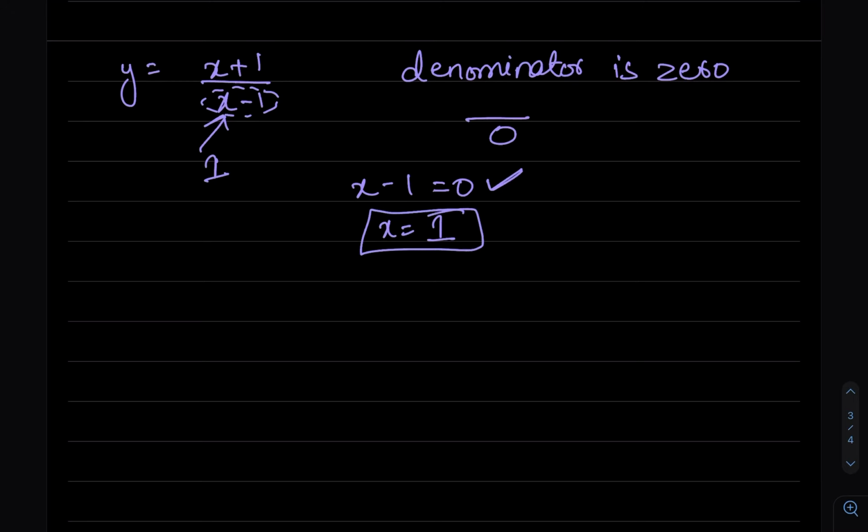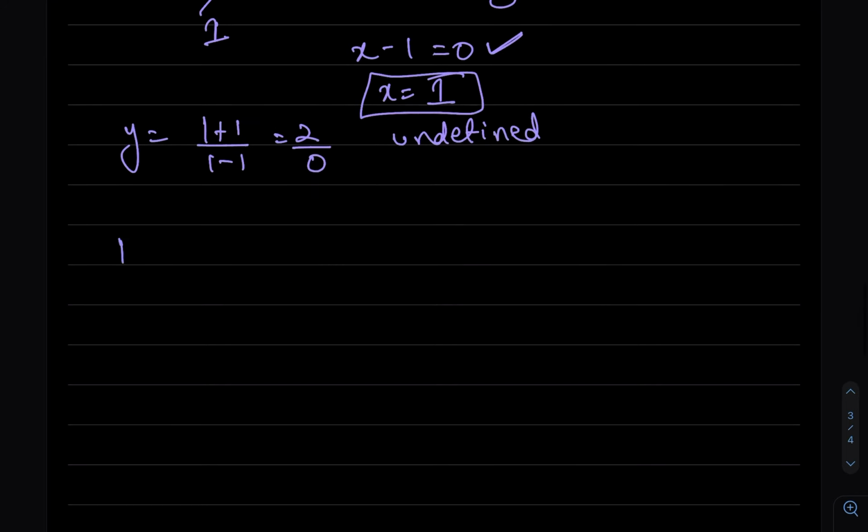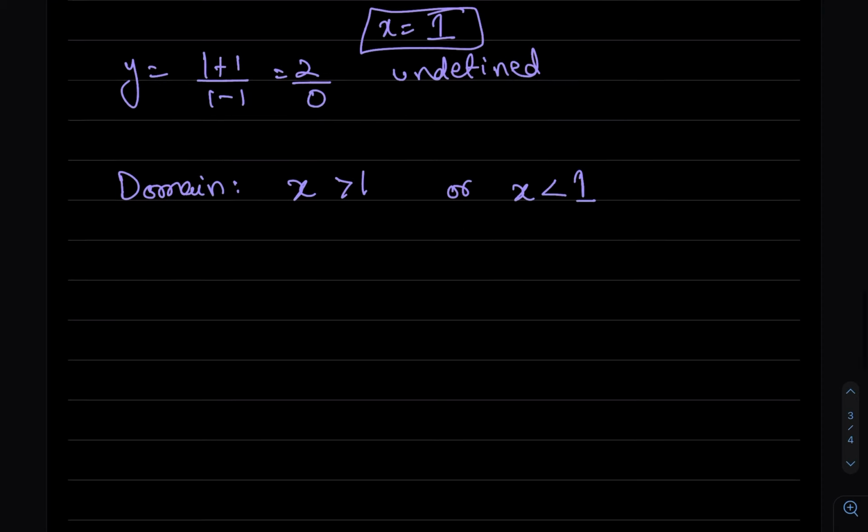We don't want to input the number 1, because what's it going to result in? It's going to be 1 plus 1 over 1 minus 1, which is 2 over 0, which is undefined. Now we don't want x to be 1. So the possible values that we can put in the domain, as mathematicians call it, is x can either be greater than 1 or less than 1. It's that simple. It's literally the easiest thing on this planet.